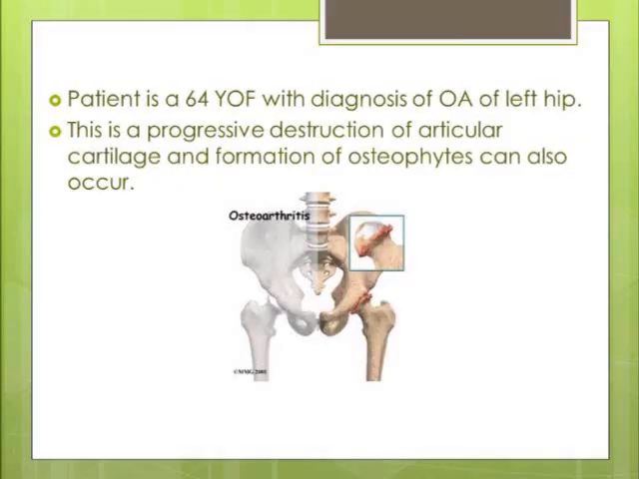I'm a student physical therapist assistant at Jeff State, and today I'll be sharing my treatment plan with you. My patient is a 64-year-old female with a diagnosis of osteoarthritis of left hip. This is a progressive destruction of articular cartilage, and formation of osteophytes can also occur in this.